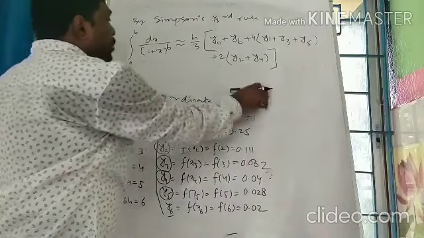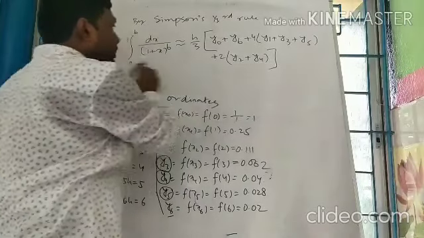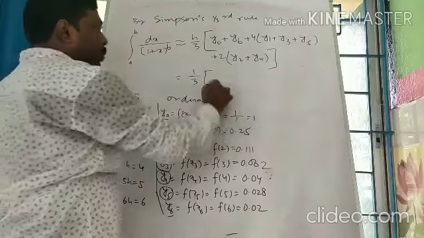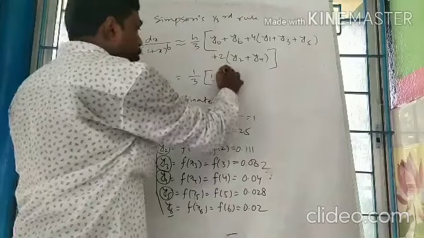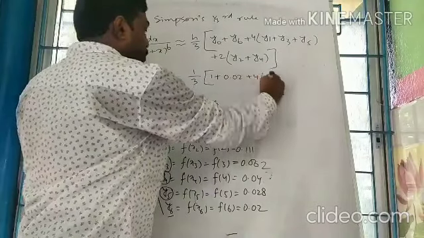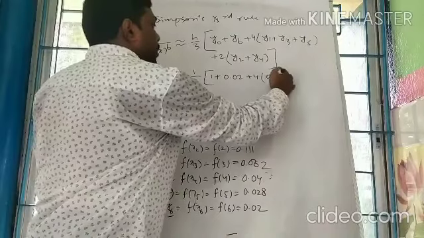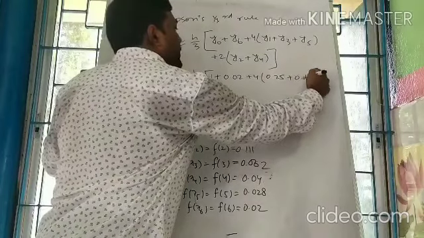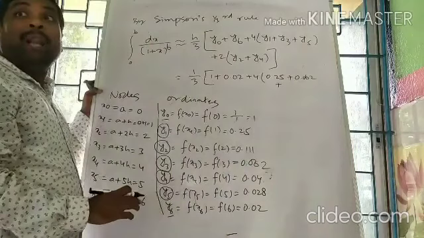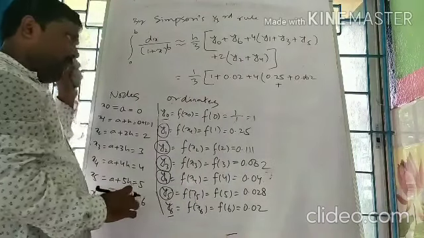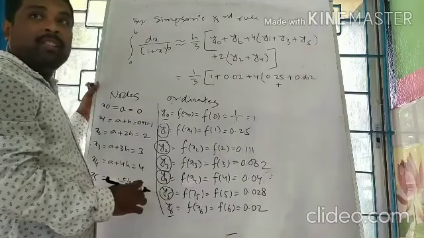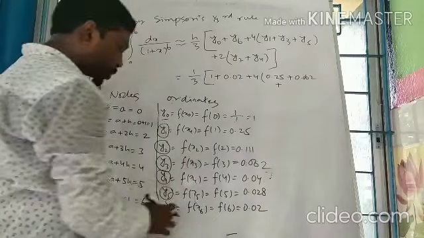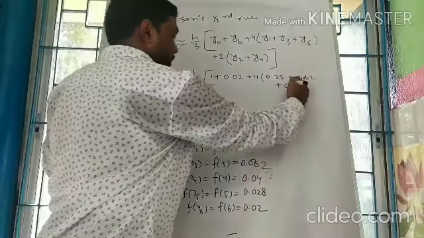Now put in all these values of y0 to y6. So h is 1, giving 1 by 3 times y0 is 1 plus y6 is 0.02, plus 4 into y1 is 0.25, plus y3 is 0.062, plus y5 is 0.028.